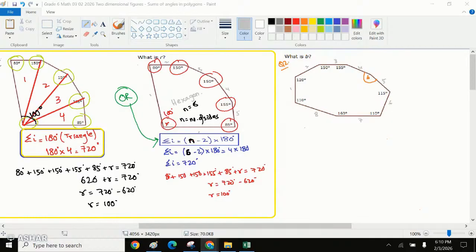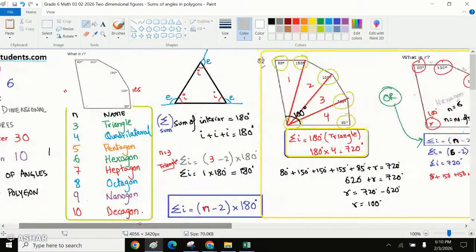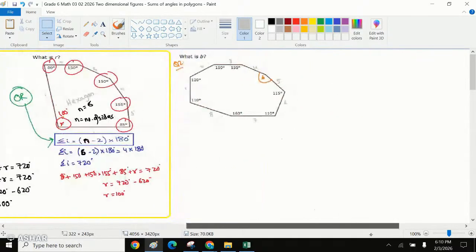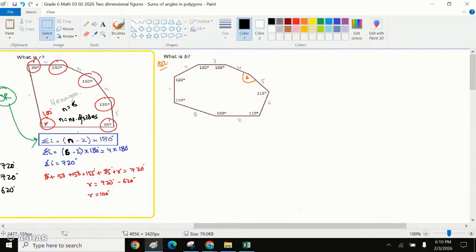And an 8-sided shape is always known as an octagon. Agreed? If the number of sides is 8, the shape is called an octagon. So if there were 8 sides and this was an octagon, can we say the value of n comes out to be 8, because n is the number of sides? Agreed? And we had to find this value of b.